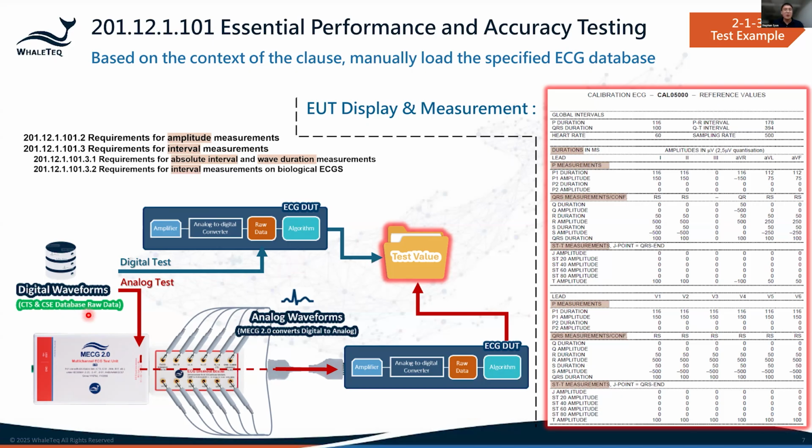So we propose MEC 2.0. It takes the digital database, converts it into a precise analog signal, and feeds it to your analog front end. And this is a way to verify your whole signal chain. However, the real nightmare starts when you start comparing your test value and the reference value in the standard. And there are thousands of them, and they outnumber us.